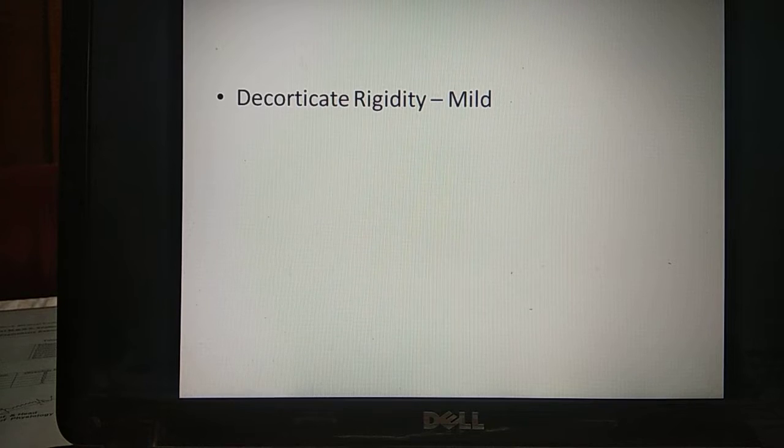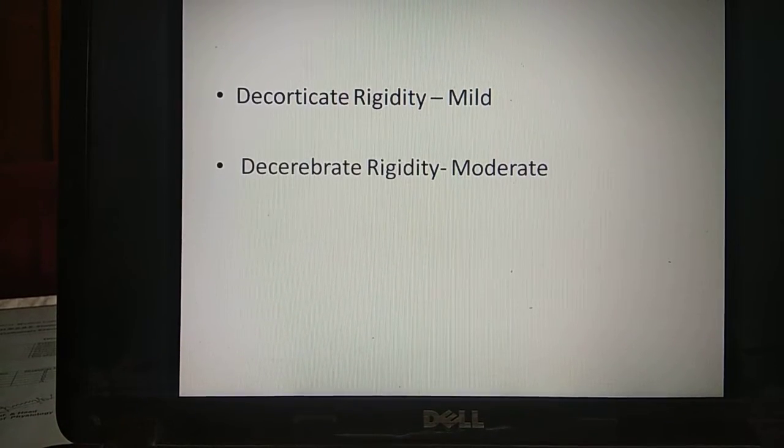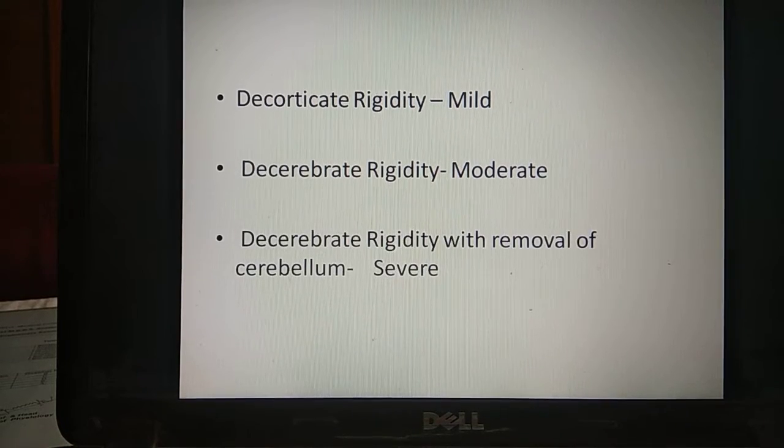So we conclude rigidity is mild in case of decortication. In decerebration, it is moderate, and decerebration with removal of the cerebellum is severe. So here we have finished the physiology of muscle tone.